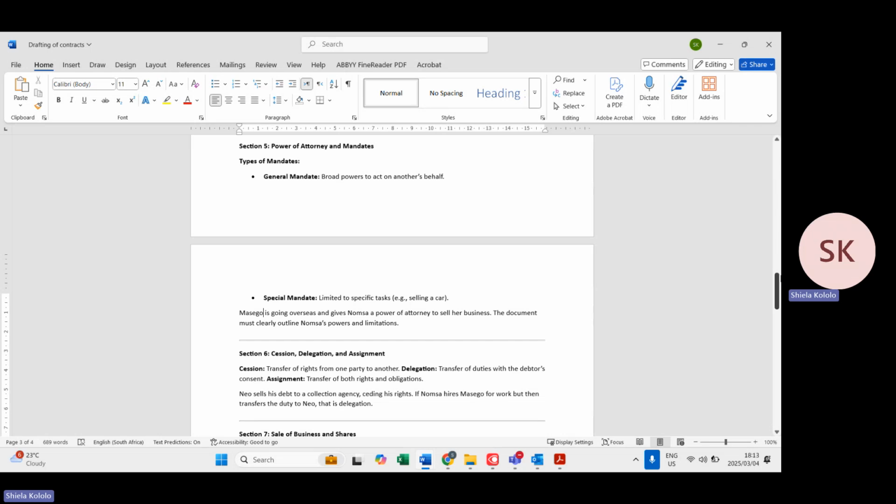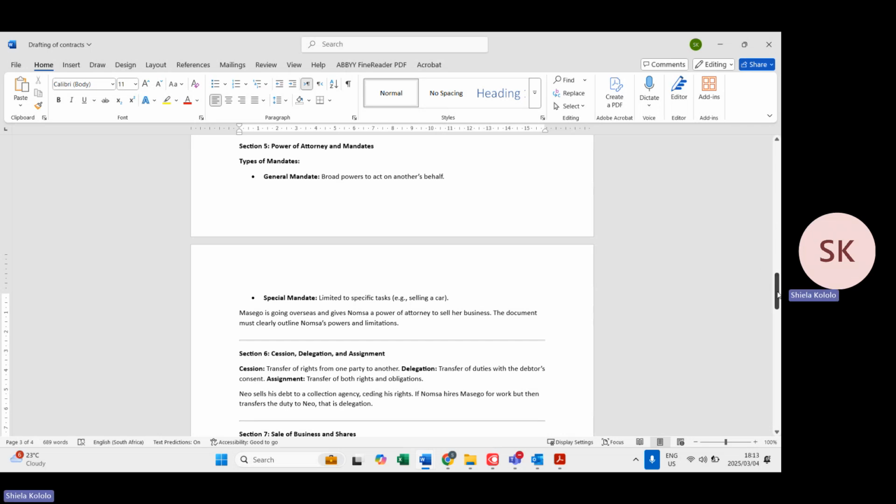And then a special mandate would be limited to a specific task. Let's say I'm selling a car. I would expressly say I'm selling the car, please deal with the sale on my behalf. And once the car is sold, the mandate would basically lapse. And then another example, yeah, it's the overseas example I just gave.